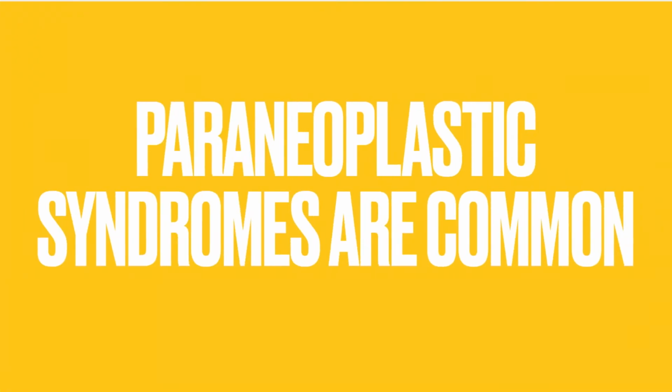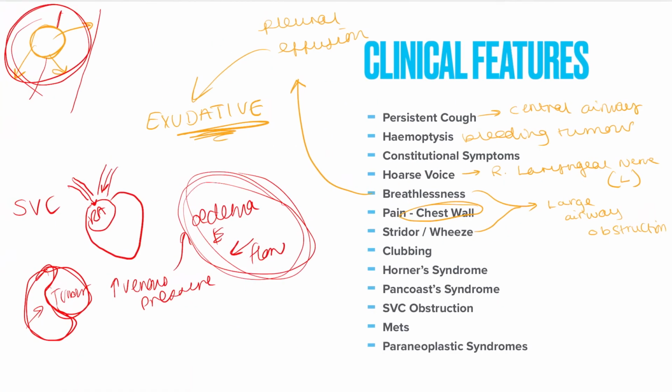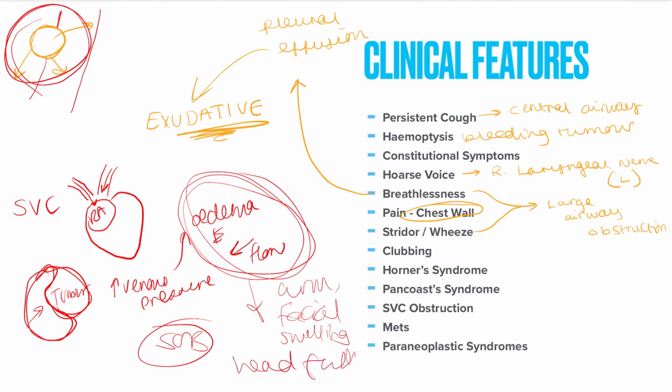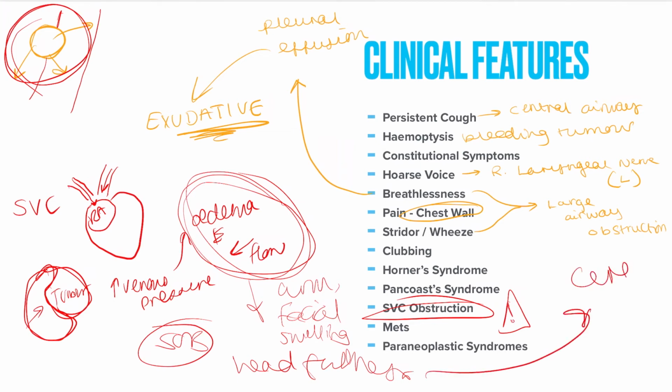From knowing this, you're able to guess what a lot of the different symptoms of SVC obstruction are. We know that blood isn't getting through the heart to get oxygenated, and therefore the most common presenting symptom is shortness of breath. We've got this edema and backflow, so you're likely to have facial swelling, arm swelling, and the patient might complain of head fullness. SVC obstruction is an oncological emergency, and that's because it can lead to things like cerebral edema or decreased cardiac output.